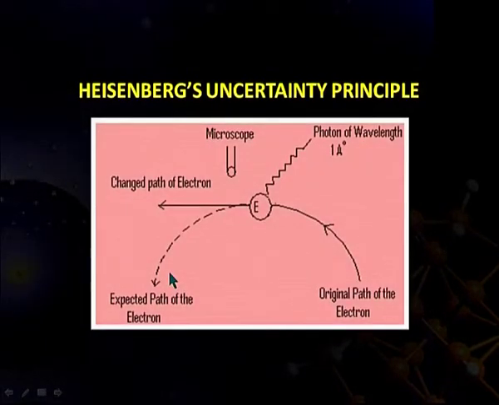Thus this pictorial presentation can be shown over here: the change of the path of the electron, this is the microscope, photon of 1 angstrom, origin of the path of the electron and expected path of the electron. In this condition, the determination of velocity of electron is possible, but the position or the location of electron cannot be determined accurately.